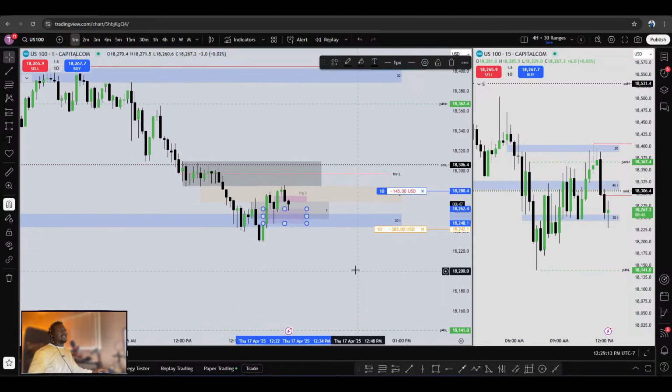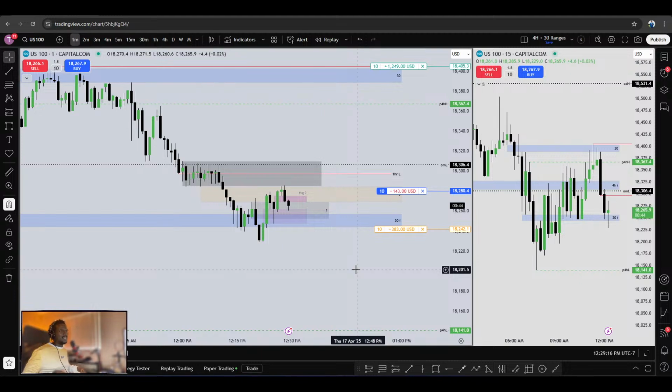Okay, if this fails, then I could still take another risk, but oh, those are the days you get chopped up, and if you're not careful, you burn your account.